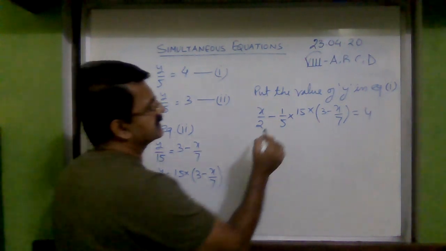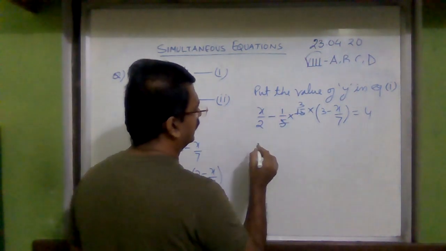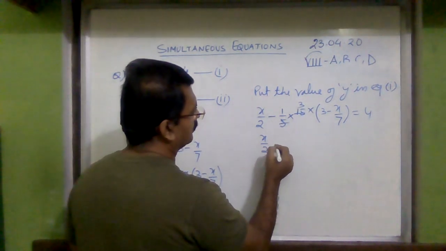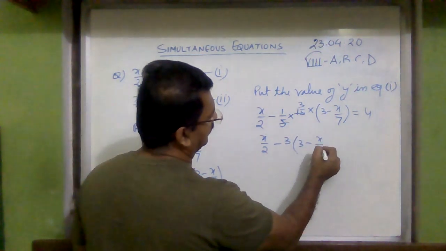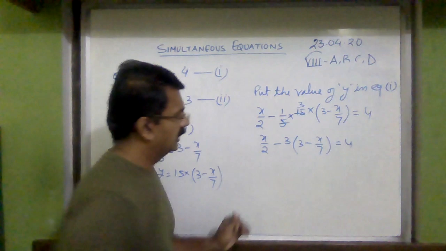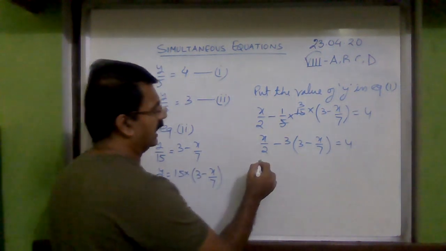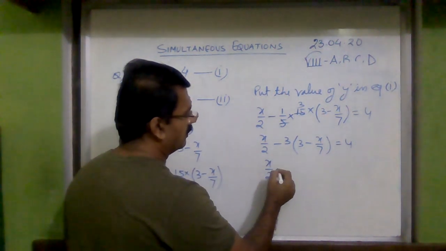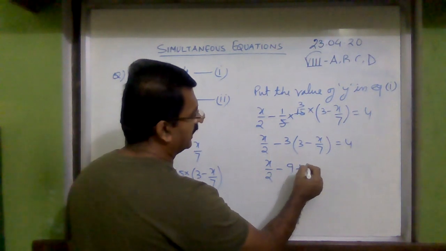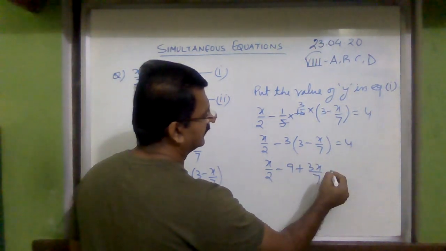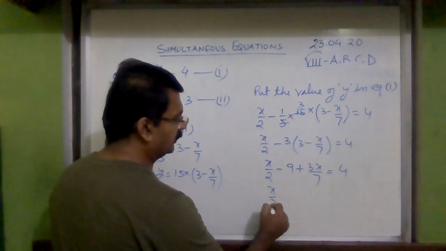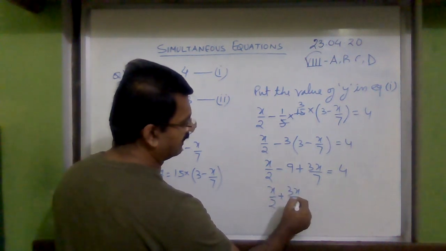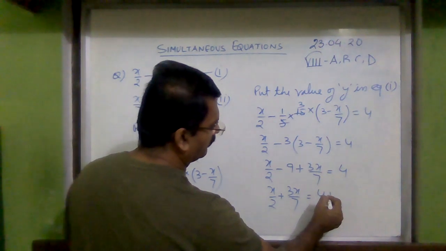Okay, now you cancel 5 3s are 15. So x by 2 minus 3 bracket 3 minus x by 7 is equal to 4. You just open the bracket and you will have x by 2 minus 9 plus 3x by 7 is equal to 4. So x by 2 plus 3x by 7 is equal to 4 plus 9.